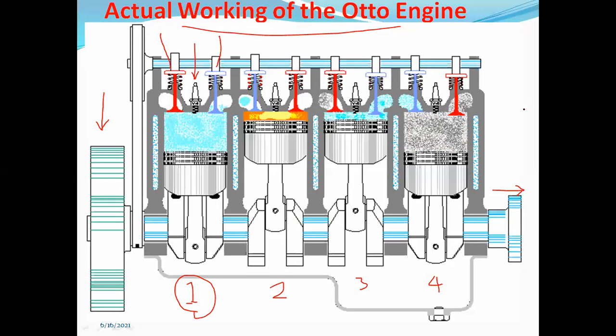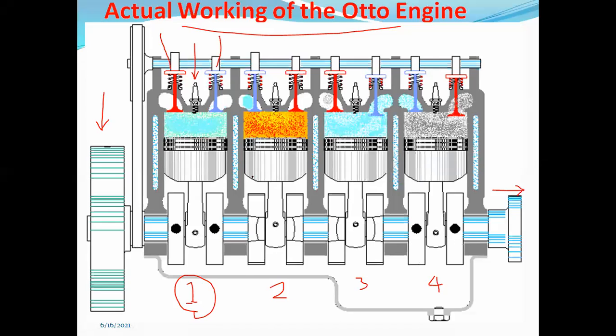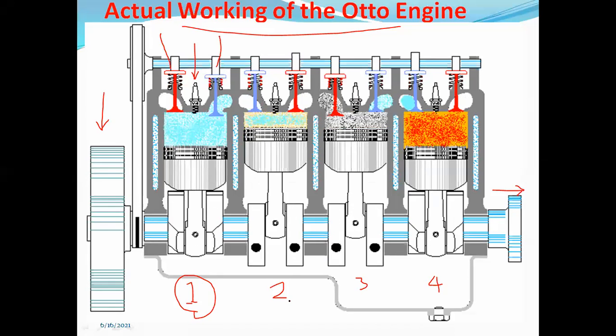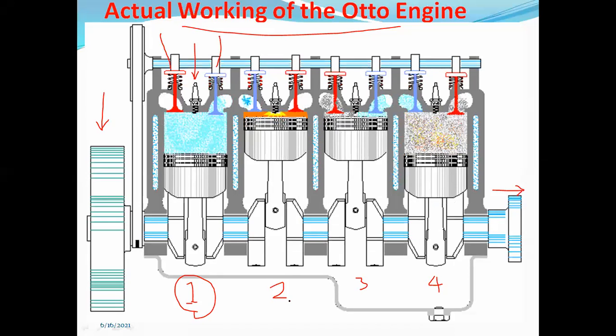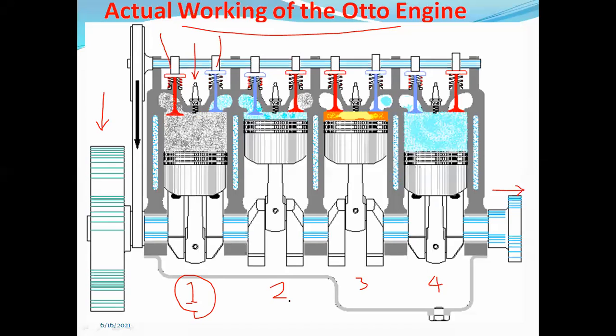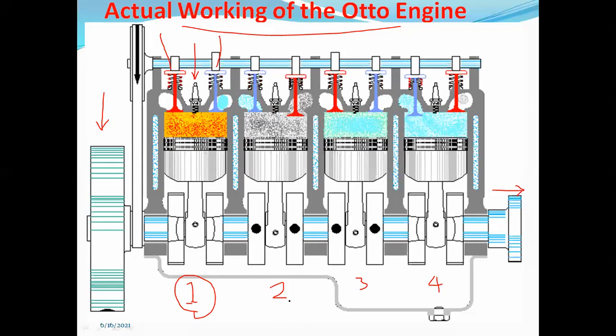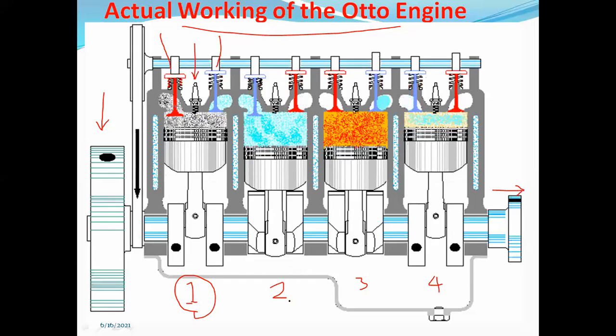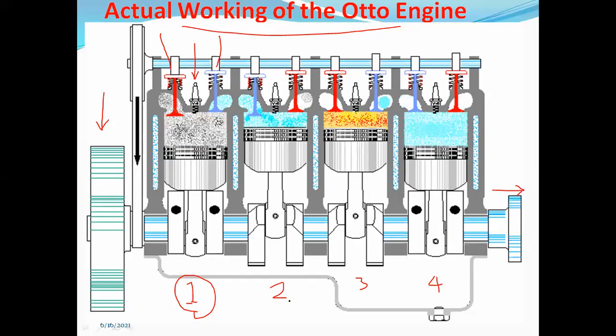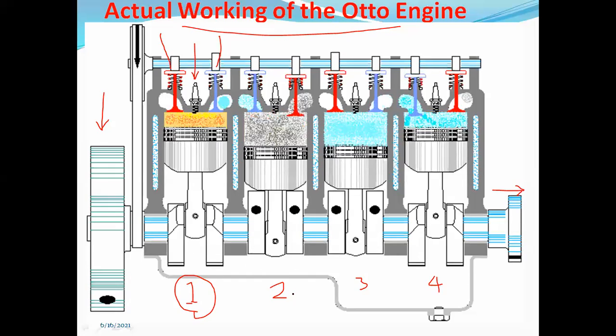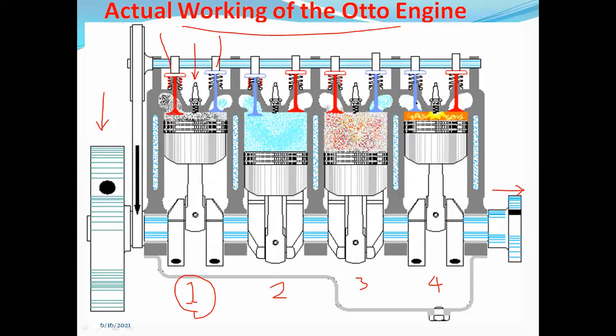So this is the animation. With the help of this animation, you will understand how exactly the Otto engine works. Once again, I shall tell you: the charging stroke, second one, compression stroke, then the third one, working stroke or supply stroke, and the fourth one is the exhaust stroke.